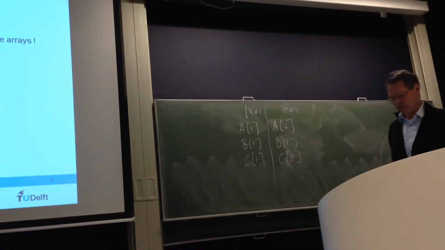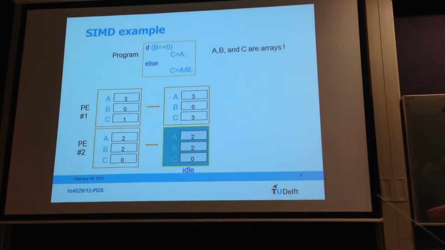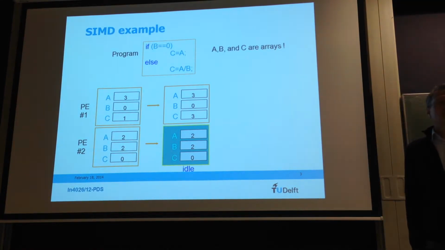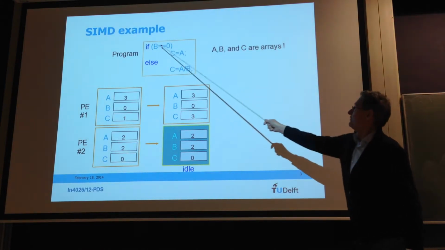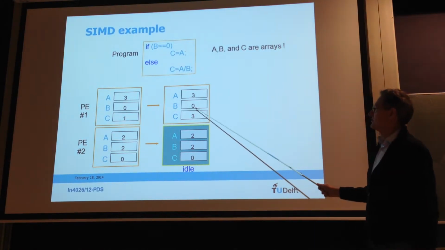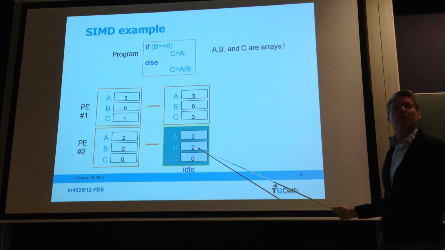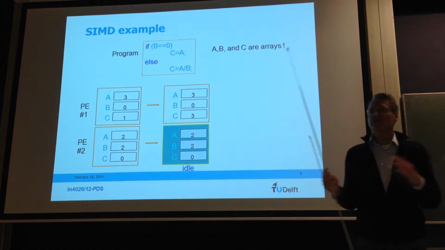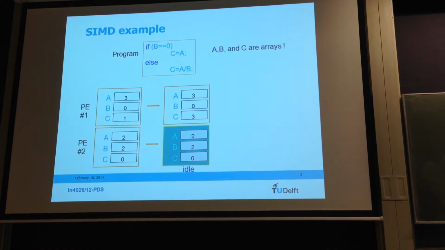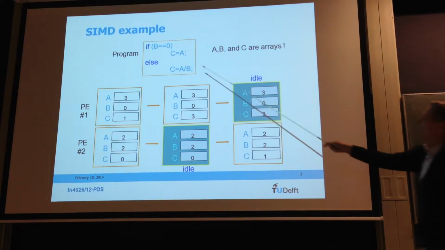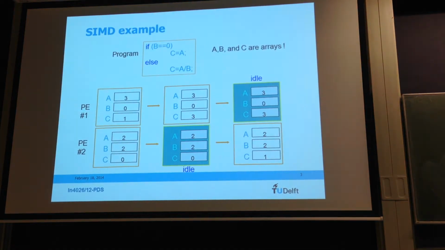So we start with these values, and then the first instruction is issued to both processing elements simultaneously, and that holds this. If B is equal to 0, do this. Now this one, B is equal to 0, so this one is operational, and this one, the condition doesn't hold. So this one is idle, so it doesn't participate in the computation. And this is essential, that you can selectively exclude processing elements from being executed. Likewise, in the else part, this one is idle and this one is operational.